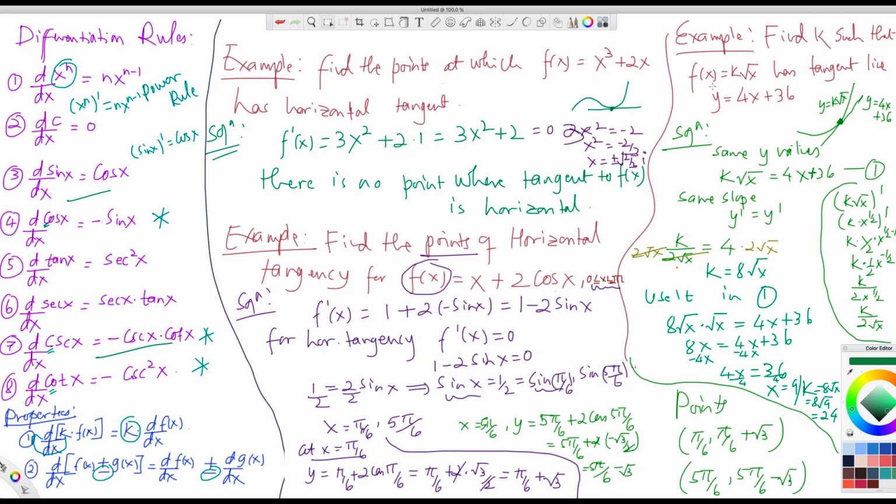What is the point though? If you are asked to find out the point, that will be x equals 9 and y will be 3 times k. How much is k? k is 24. So 24 times 3 will be 72. 9 comma 72 would be the point. But here you are asked to find out k, so you don't have to find out the point there, okay? So next we will see some more examples there.